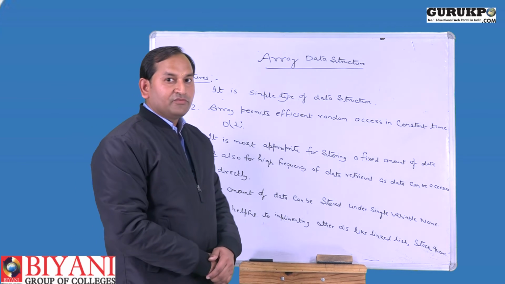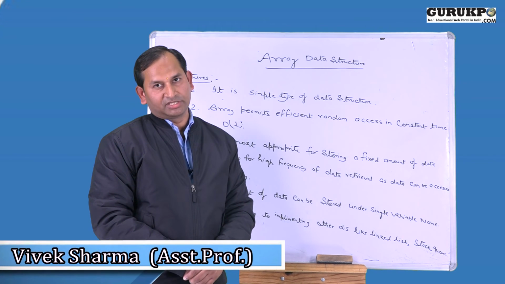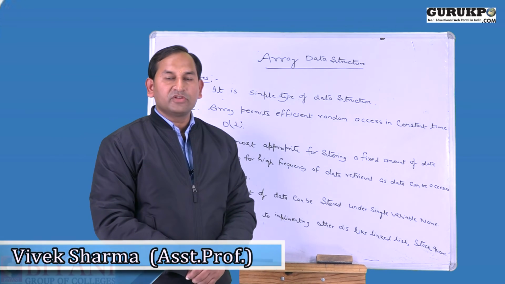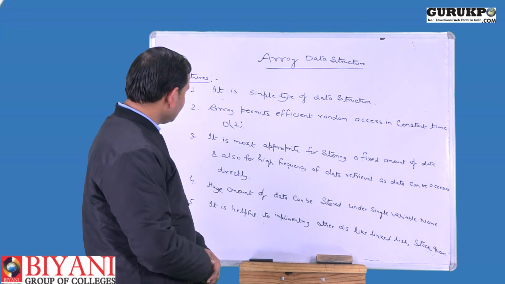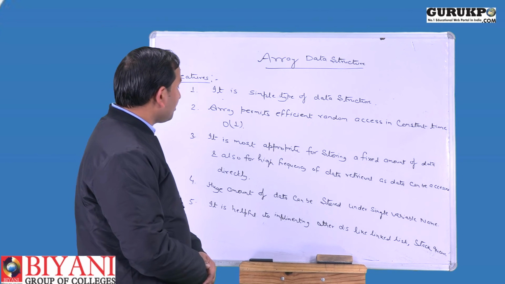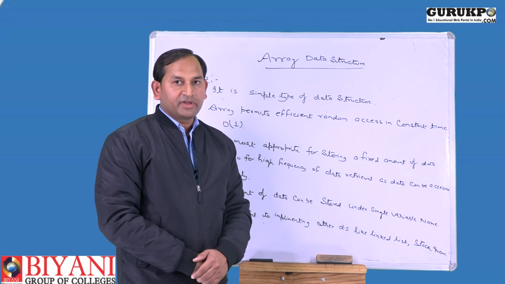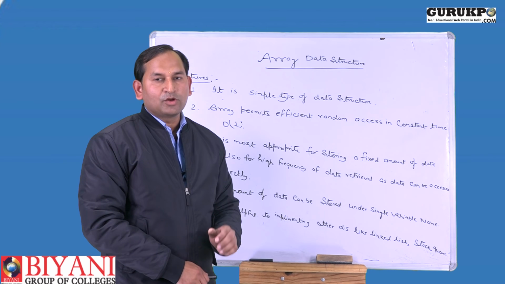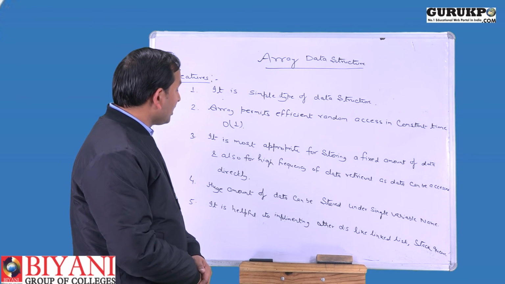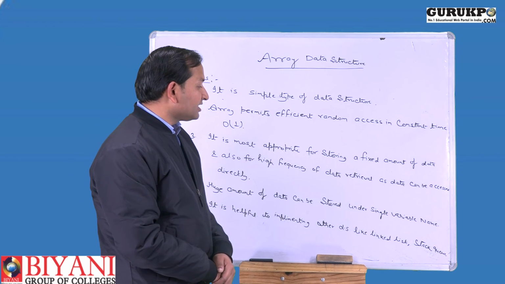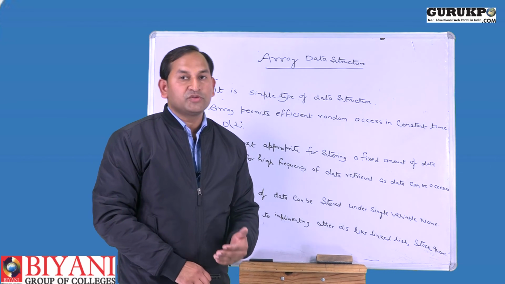So, as we told earlier, we can directly access any element of array by using its position. The position of array always begins from 0 onwards, 0 to n minus 1. Fourth point, a huge amount of data can be stored under a single variable name. This is the major key feature of array. Only one variable can hold multiple values. Last one, it is helpful to implement other data structures like linked list, stack, queue. So, we can easily implement other data structures, stack, queue, linked list by using array.